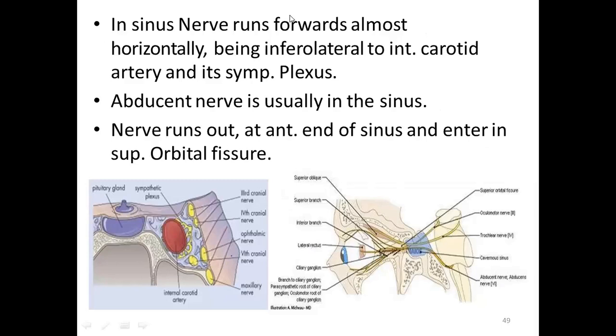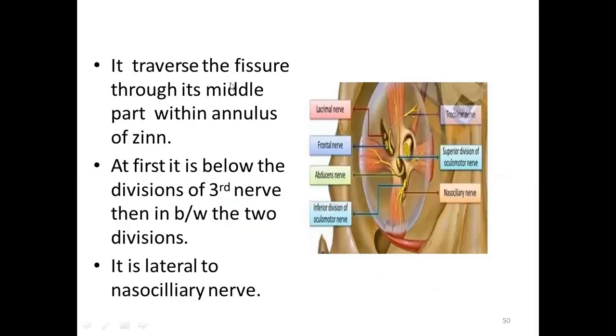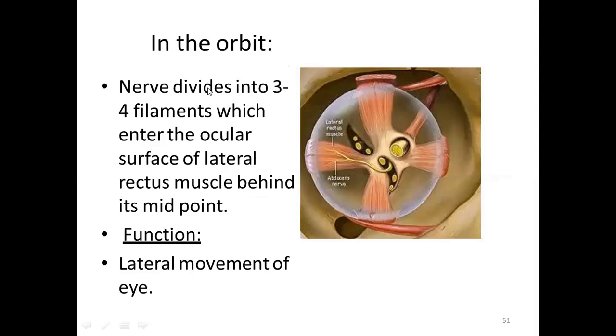Then it runs forwards almost horizontally, inferolateral to the internal carotid artery and its sympathetic plexus. Then the nerve runs out at the anterior end of the sinus and enters the superior orbital fissure. It travels through the fissure in its middle part within the annulus of Zinn. At first it is below the division of the third nerve, then in between the two divisions, lateral to the nasociliary nerve, and in the orbit you can find the abducent nerve.